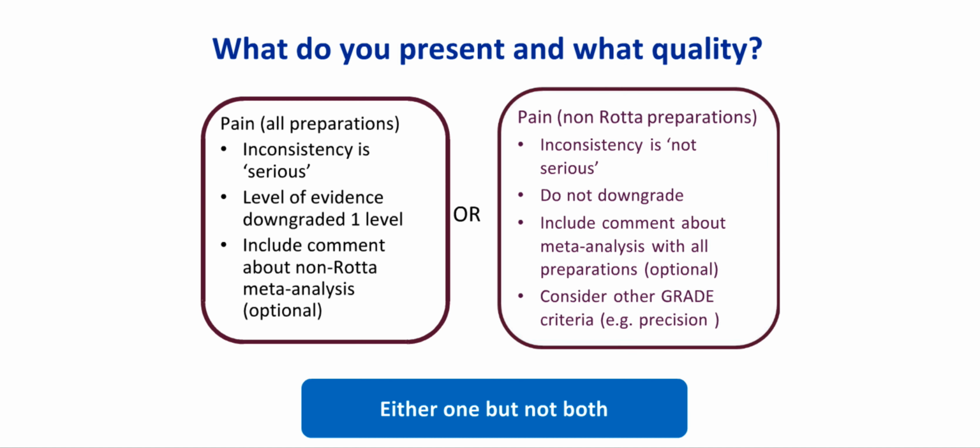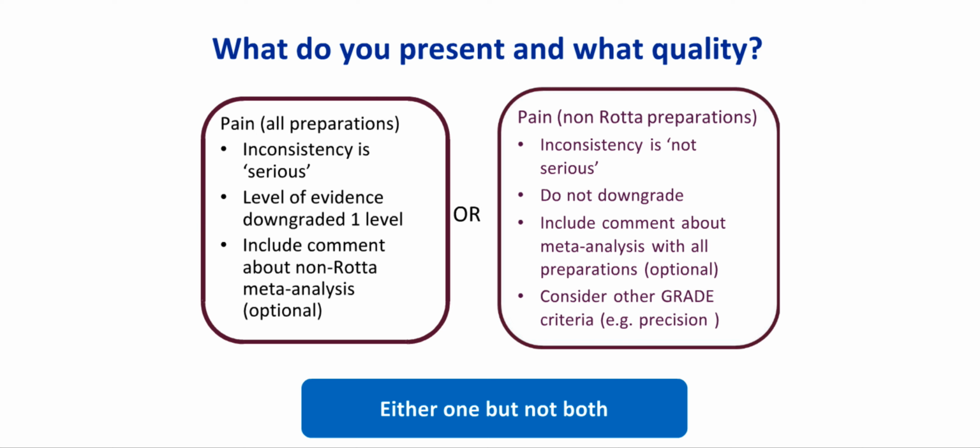But what would one present with these 2 examples being present? In a summary of findings table, one could present the outcome pain based on all preparations, where the judgment would be that there is important inconsistency that is labeled as serious, and one would downgrade by 1 level, and one would include a comment about non-Rotter glucosamine preparations that would explain that some of the heterogeneity is reduced if a subgroup analysis was performed.